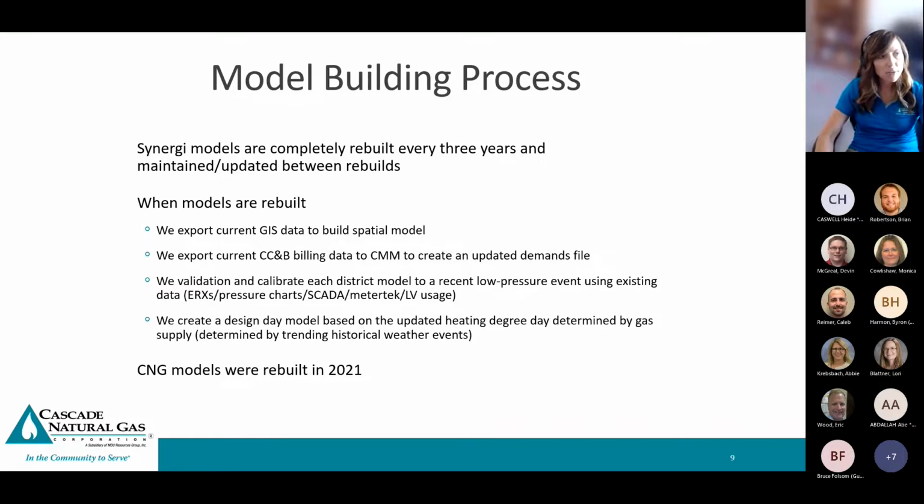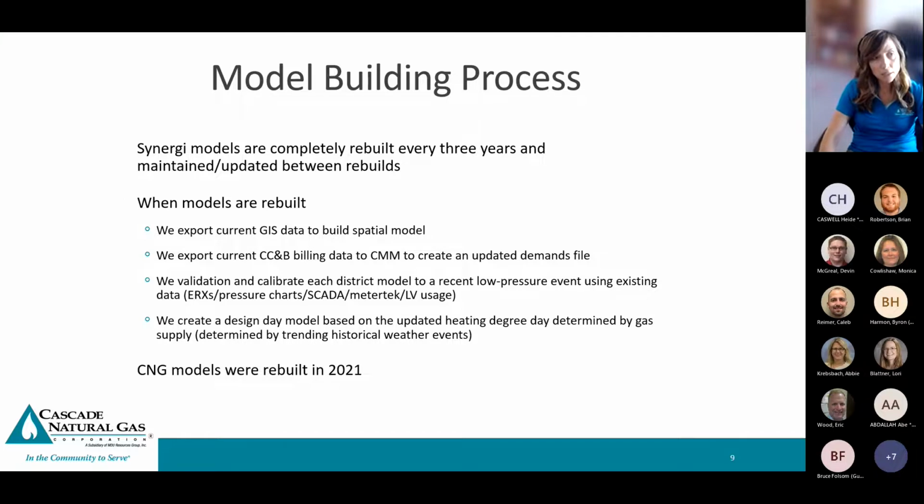I heard someone on. Does someone have a question so far? This is Heidi Caswell. I do have a question. Thanks, Kathleen. Could you help me understand what the time granularity of the billing data is that goes into CMM, and how precisely that's reconciled against the temperature data?